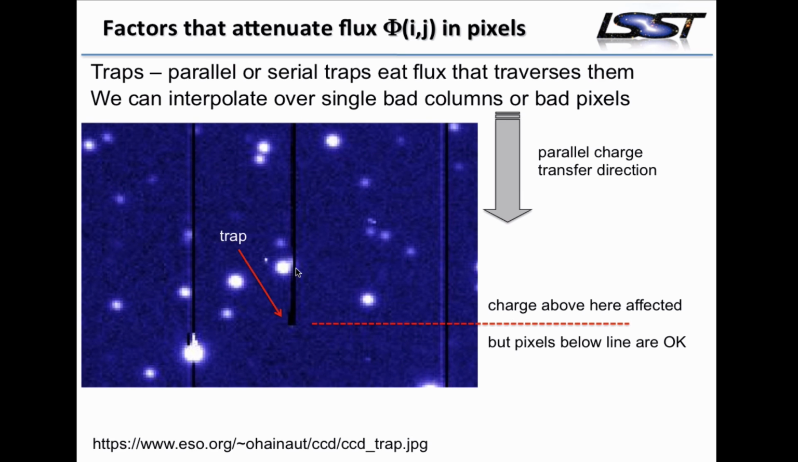All right, so bad pixels and bad columns are something that, if there's a single bad pixel or column, because we've Nyquist sampled the point spread function, we can kind of interpolate over that. But if there's a big fat region of 10 adjacent bad columns, that's a bad thing.